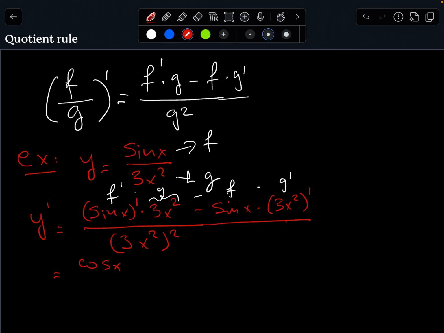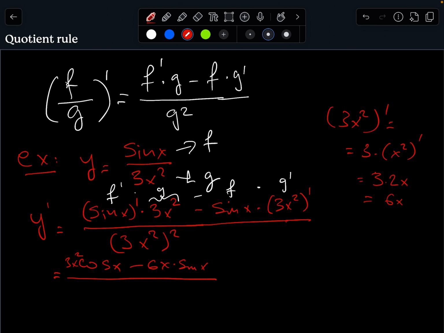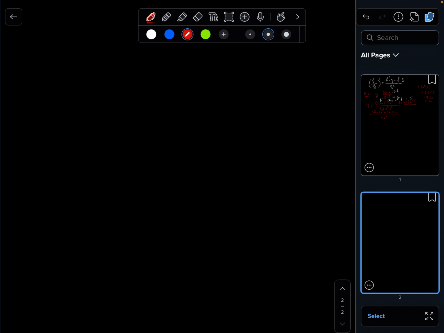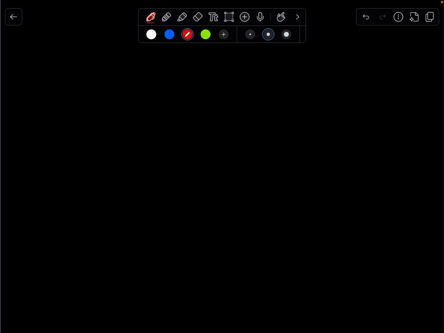Derivative of sine of x is cosine of x times 3x squared from the denominator minus the derivative of 3x squared is 3 times the derivative of x squared, which is 3 times 2 times x to power 1 less than 2 is 1, which is simply 6x minus 6x times sine of x over the denominator 9x to the power of 4. Okay, let's do one more example.